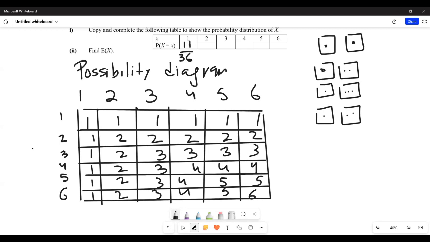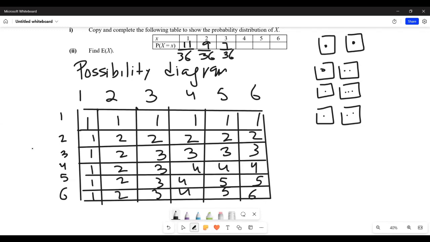Okay, how many times did we get a 2? 1, 2, 3, 4, 5, 6, 7, 8, 9. So 9 by 36. Then 3, 1, 2, 3, 4, 5, 6, 7. 7 by 36.